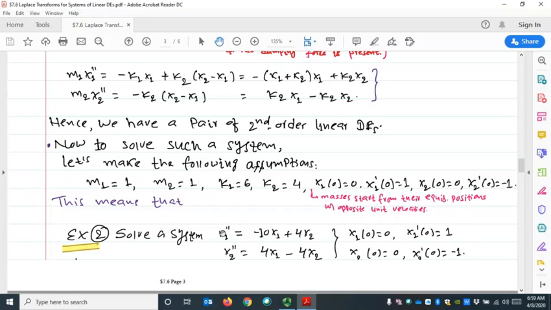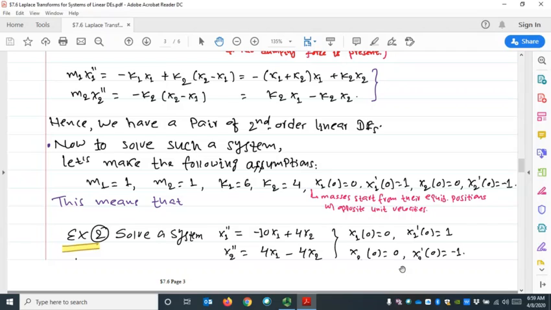So x1'' equals negative (k1 plus k2), 6 plus 4, which is 10, x1 plus k2, which is 4, times x2. Similarly, m2 is 1, so x2'' equals k2, which is 4, x1 minus k2, which is 4, x2, and the initial conditions are the same as here.